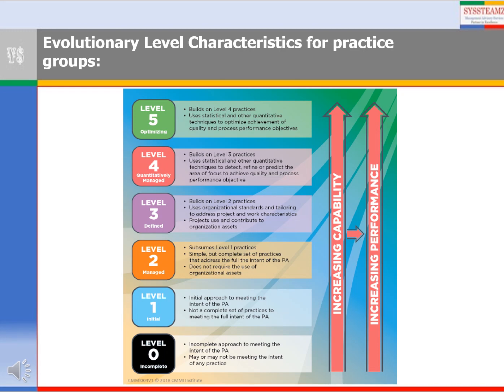Within practice areas, the practices are organized into a set of evolutionary levels from level 1 to level 5. Each level builds on the previous levels by adding new functionality or sophistication resulting in increased capability. Level 0, incomplete approach to addressing the intent of the practice area. The organization may or may not be meeting the full intent of any practice.